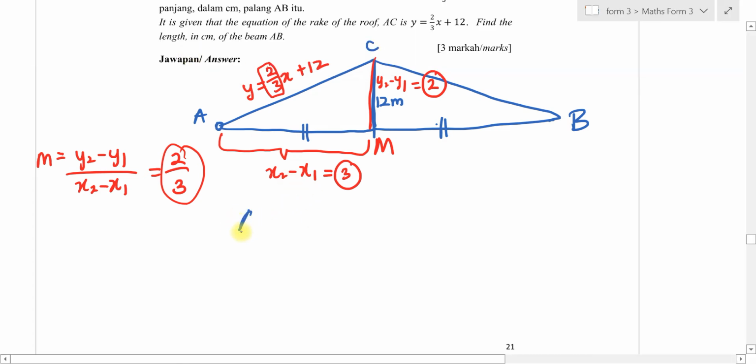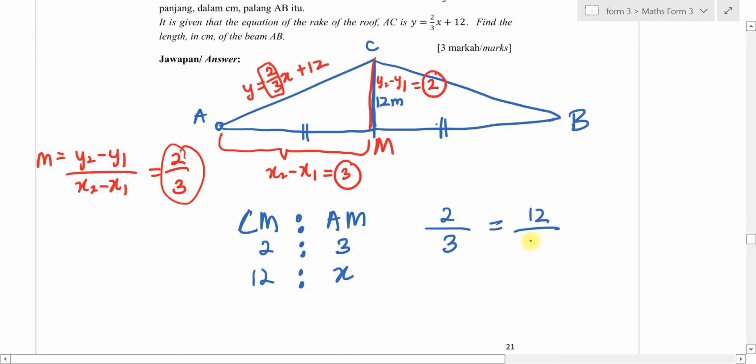So we know that CM to AM. CM is 2 in the ratio, AM is 3. But the actual length of CM is 12 meter. What will be AM? This is how you build up the ratio, and then solve it using a ratio or an equivalent fraction also can. Equivalent fraction means times 6. This one also times 6. So x is equal to 18 meter.